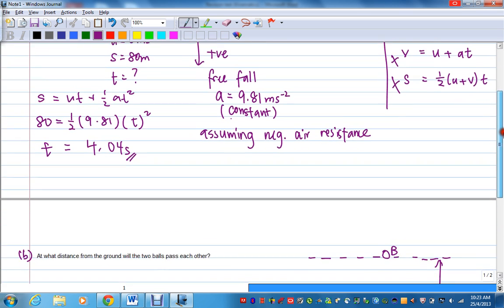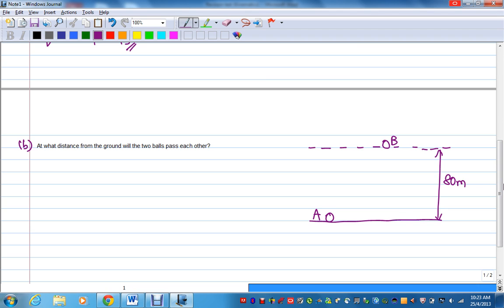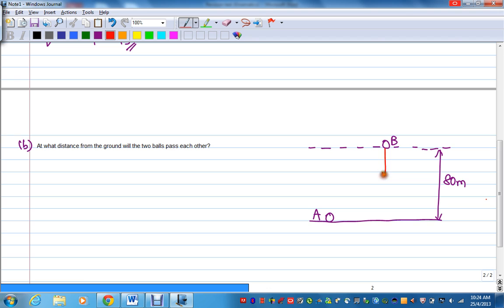Okay, let's move on to part B. In part B, you are asked, at what distance from the ground will the two balls pass each other? So let's take a look at what happened when B is released. It will move down this way, and for A, it's thrown up, so it will move up this way. Suppose they meet here, then the distance traveled by B, let's call it SB, plus the distance traveled by A must be equal to 80 meters.